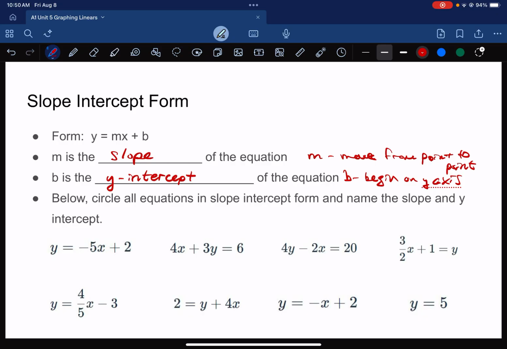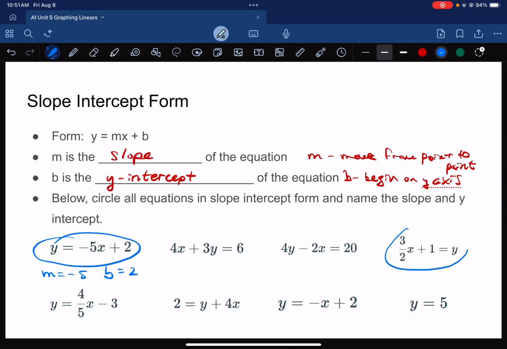So just looking down here, I want you to circle all the equations that you think are in slope-intercept form, and then name the slope and the y-intercept. So I'll just go ahead and do one here. I'll say that's slope-intercept form, and the slope is -5, and the y-intercept is 2. So you see if you can find some other ones there. Stop the video and give it a try, and start it back up, see how you did.